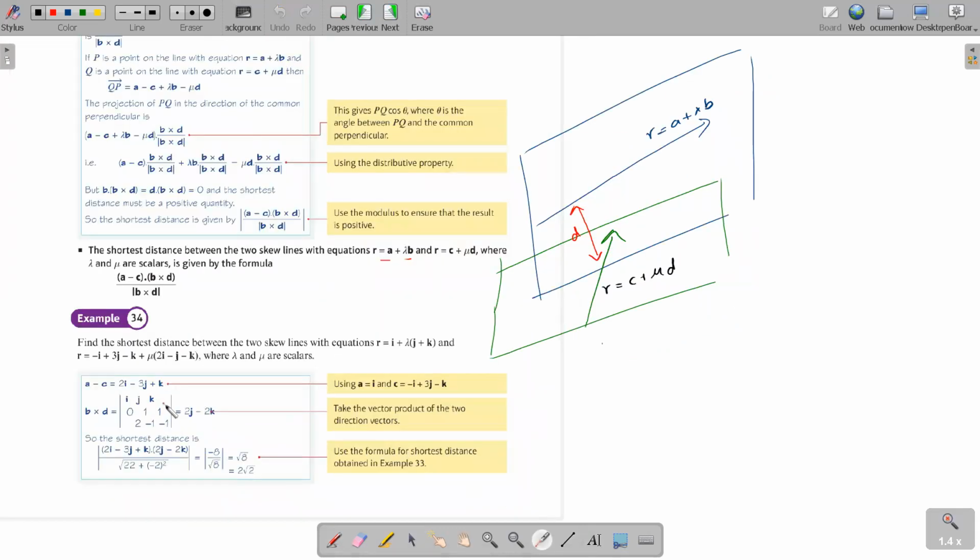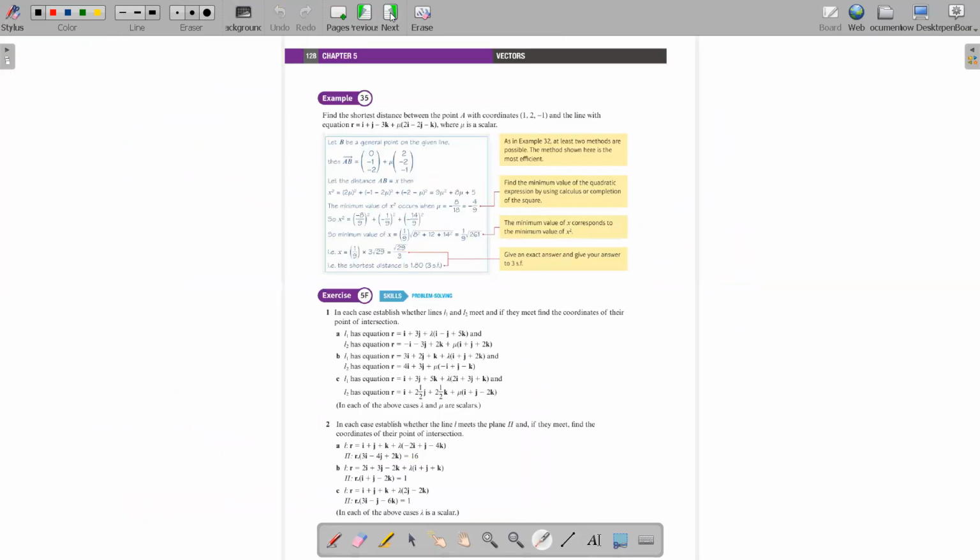They have done one question here. I'm not going to go over that. So we'll go for the past papers. So that's it. Those are the vector theories. Okay, so let's go to the past papers.